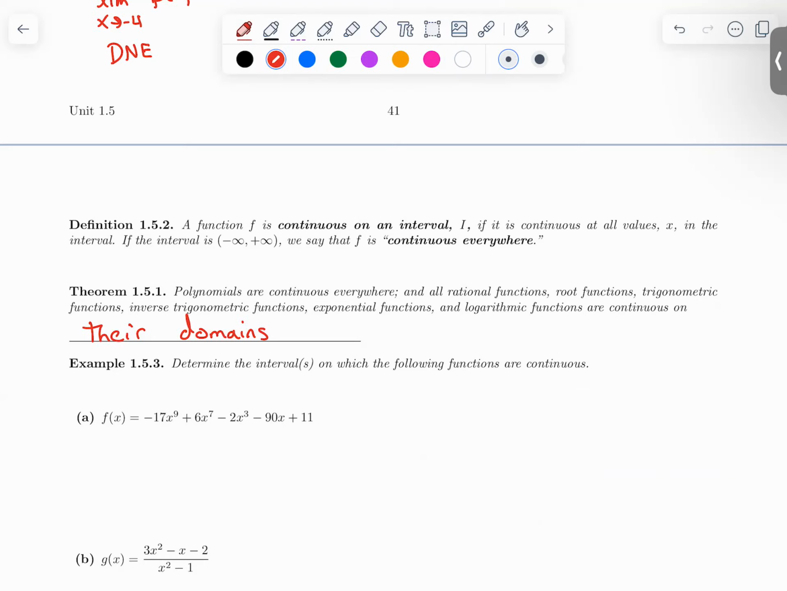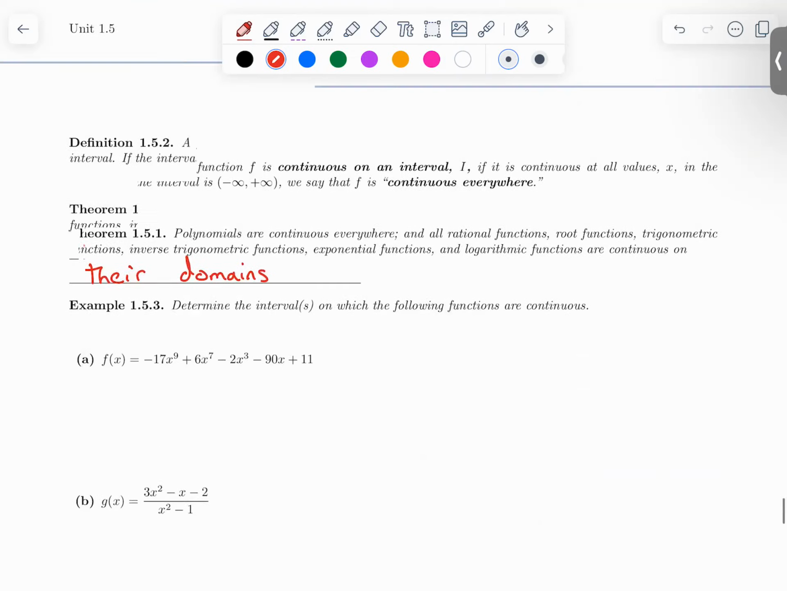And do you remember how to find domains? You look where the function is undefined. So the main issues: making sure you're not dividing by 0, making sure that you are not taking the square root of a negative number, and last but not least, making sure that you're not taking the logarithm of a negative number or 0.